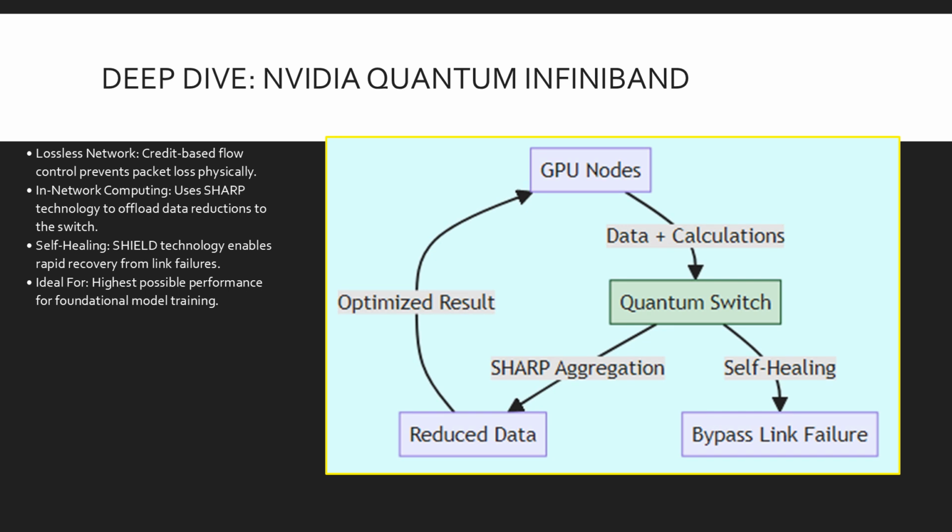This diagram illustrates the power of in-network computing. Instead of just passing data between GPU nodes, the Quantum switch actively participates in the calculation using SHARP. Data flows up to the switch, gets aggregated and reduced there, and sent back. This offloads work from the GPU and drastically reduces traffic. Additionally, note the self-healing path. If a link fails, the switch hardware handles it instantly without software delays.